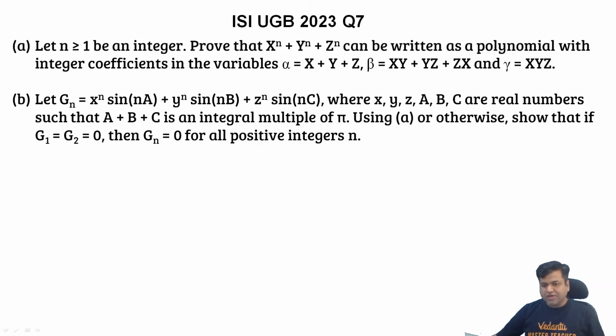All right, so now let's proceed to question number 7. Look, what was question number 7 saying? It says let n greater than or equal to 1 be an integer, and we need to prove that x raised to power n plus y raised to power n plus z raised to power n can be written as a polynomial with integral coefficients in the variables alpha, beta, gamma.